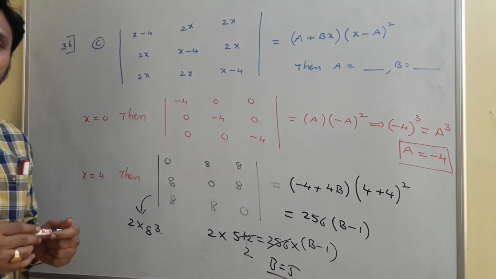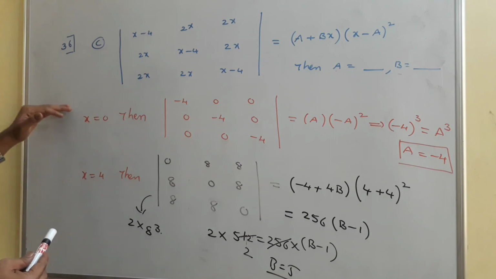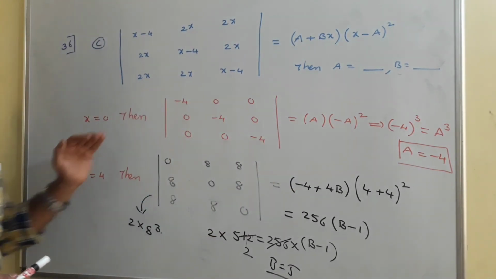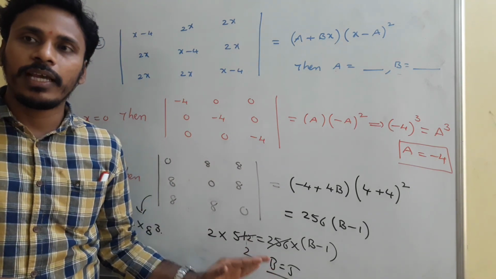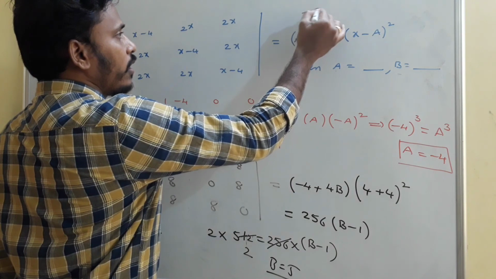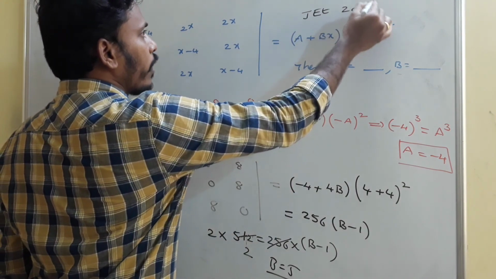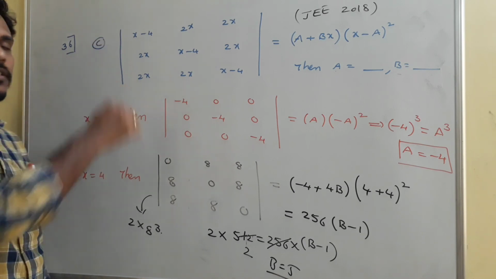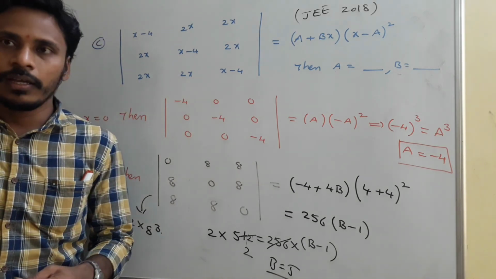Just have a look. Just by taking x equals 0, directly we have a equals minus 4, and by taking x equals 4, I found the value of b as 5. So just think about it. This problem was already asked in JEE 2018. Okay, this is a previously asked question. It belongs to the same model that we mentioned in the A, B, C type, okay, just have a look.